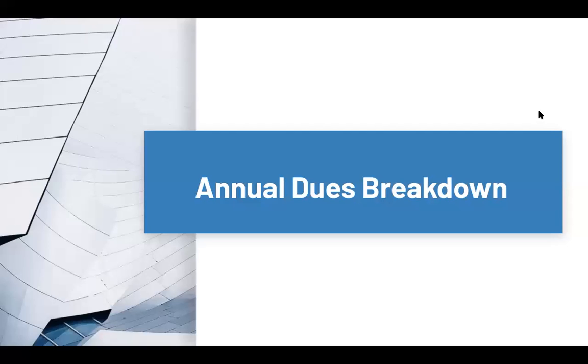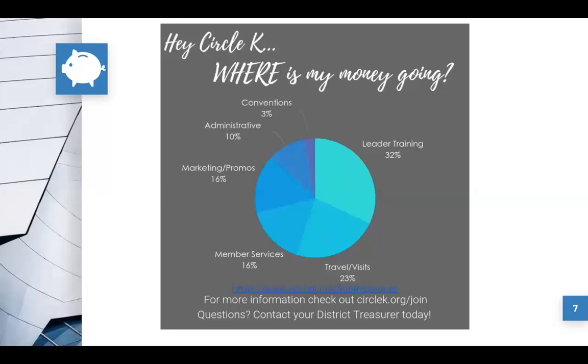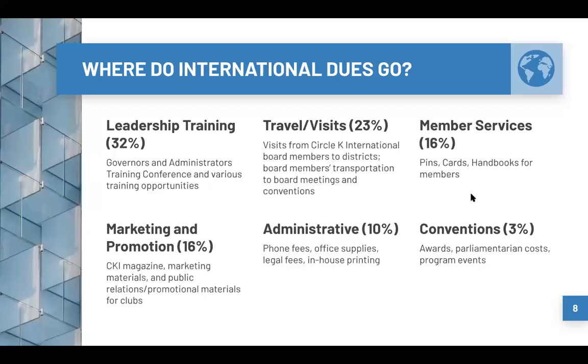So here is the breakdown for your annual dues. This is the chart that International provides for where all the international dues go. And here's an easy to look at graph, and then here I'll go over more explanation of what they go towards.